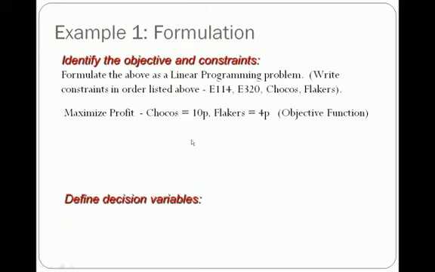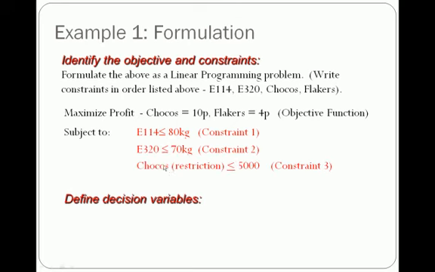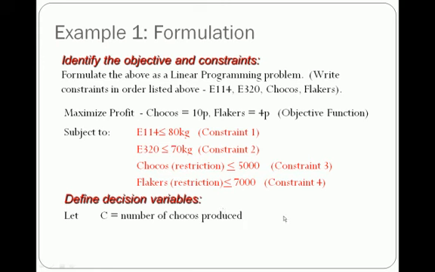So we know that Chocos gives us 10 pence per Choco that we sell and 4 pence profit per Flaker that we sell. We know that E114 has a constraint of 80 kilograms, E320 has a constraint of 70 kilograms, Chocos has a restriction of 5,000, and Flakers has a restriction of 7,000. Our decision variables are C being the number of Chocos that we produce, and F being the number of Flakers that we produce, and everything will be written in terms of our decision variables C and F.